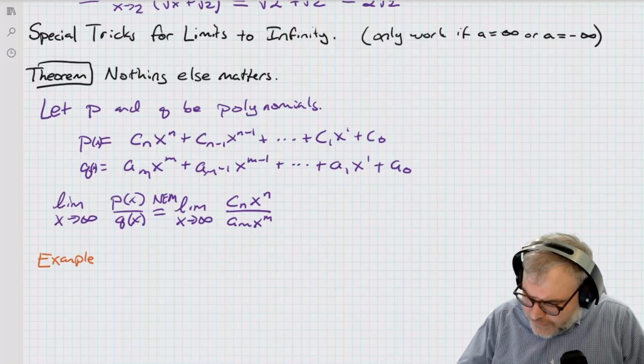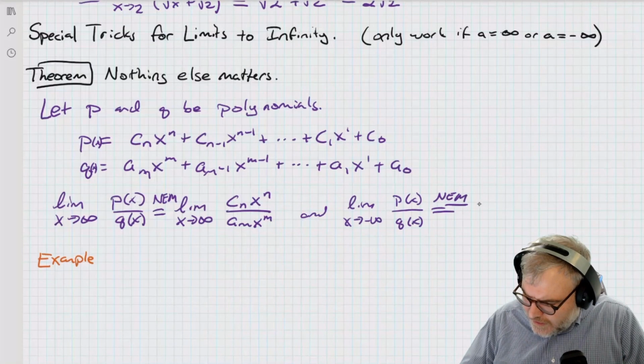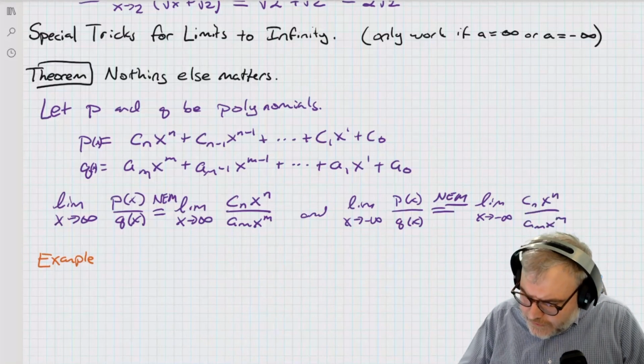And the same thing holds for negative infinity too. The limit as x goes to negative infinity of p of x over q of x equals nothing else matters: the limit as x goes to negative infinity of Cn x to the n over am x to the m. So let's give the example.